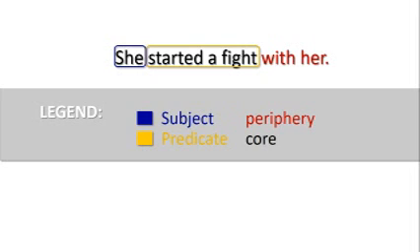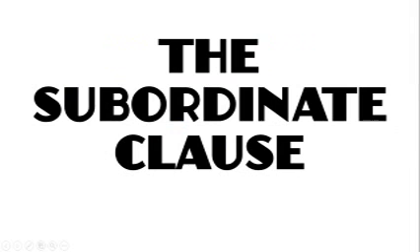Adjuncts are a part of the periphery, which is basically everything you can omit in an independent clause and still maintain its complete thought. While we have a periphery, we also have the core. The core basically contains the who and the what of the sentence. In this case, it is she started a fight. Does it have a complete thought? It does, because the sentence makes sense. All the given information supports or is related to other information found in the clause. Therefore, she started a fight with her is indeed a main clause.